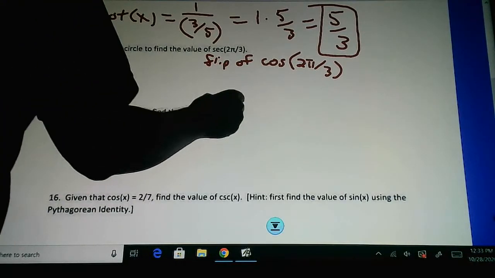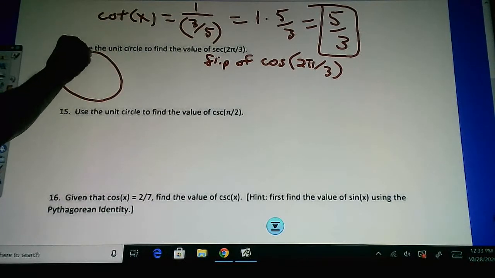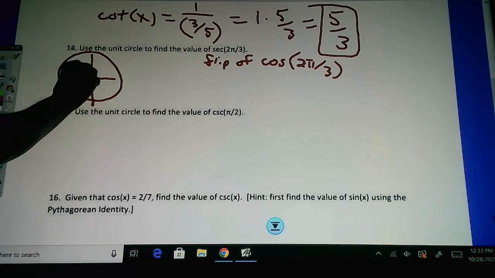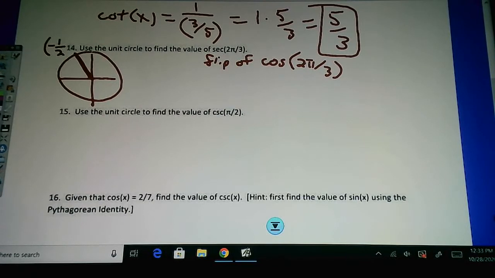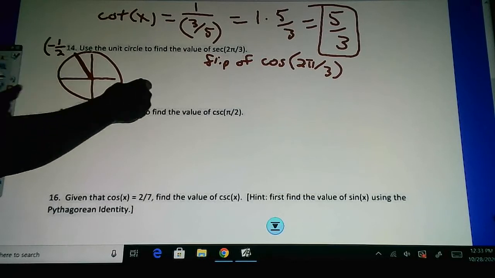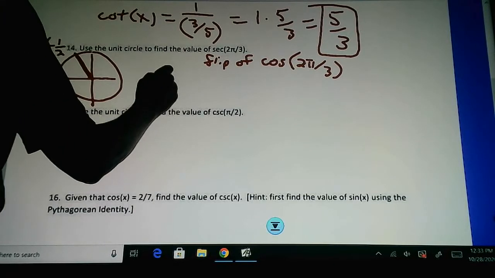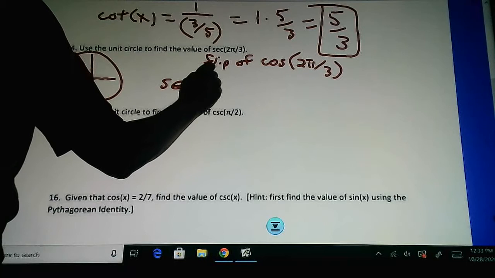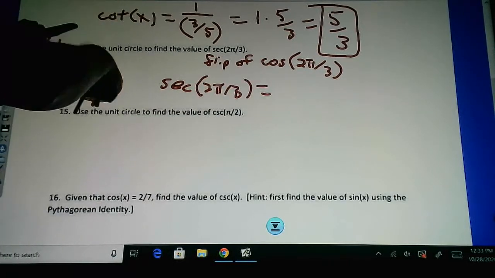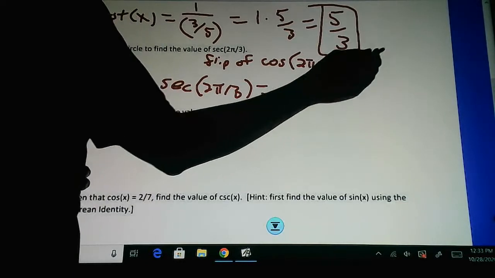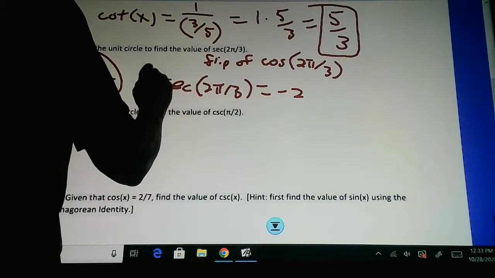So on our circle, we're going to look over here for 2 pi thirds. 2 pi thirds is up here. The cosine over here is negative 1/2. Cosine's that first number, so we're going to flip it. The flip of negative 1/2 is going to be negative 2. It's negative 2 over 1, which is negative 2.